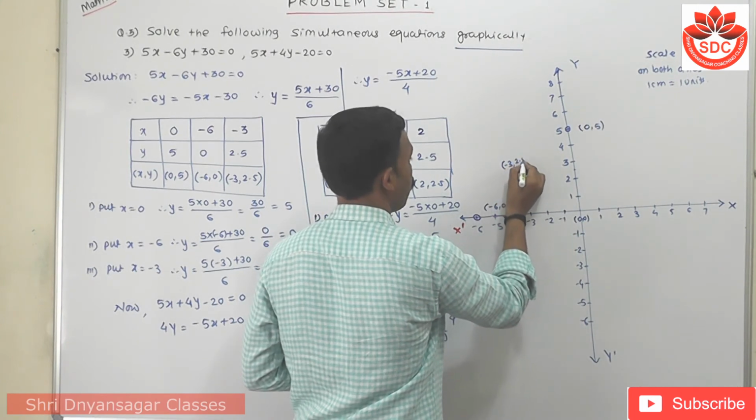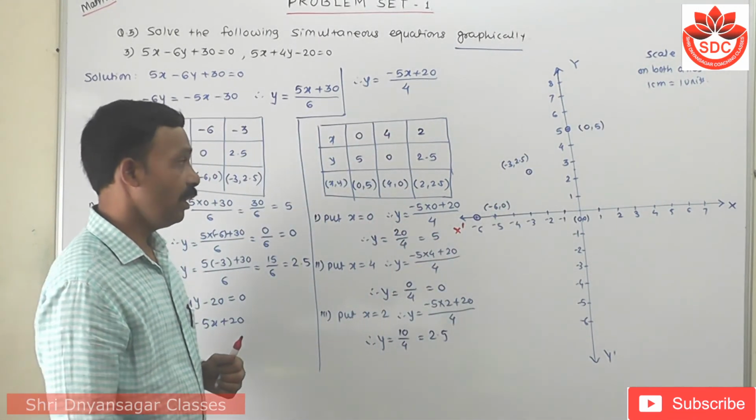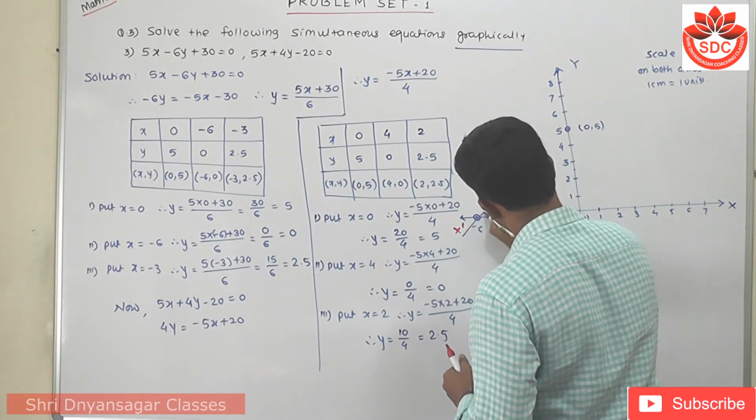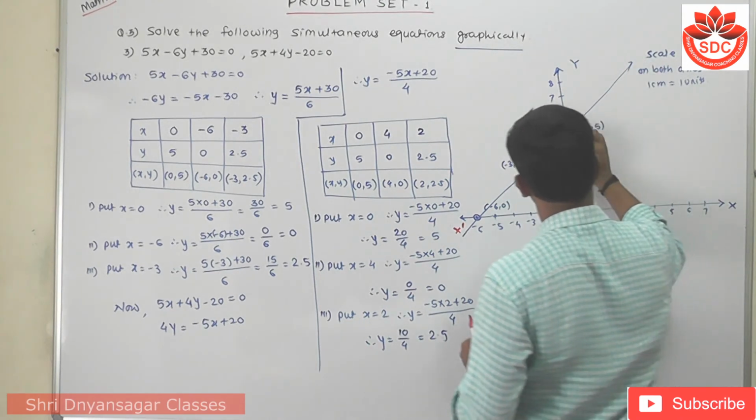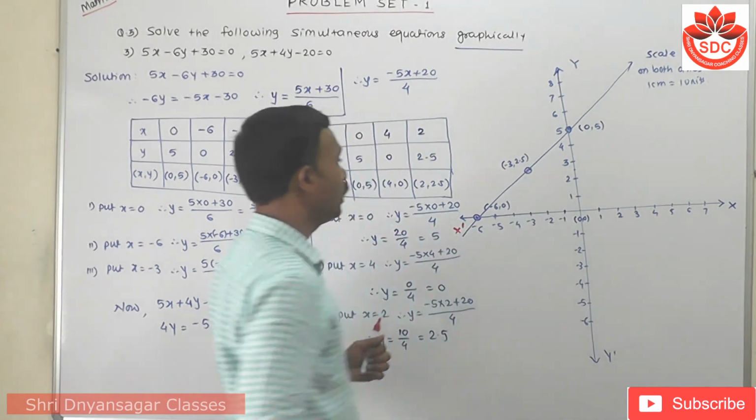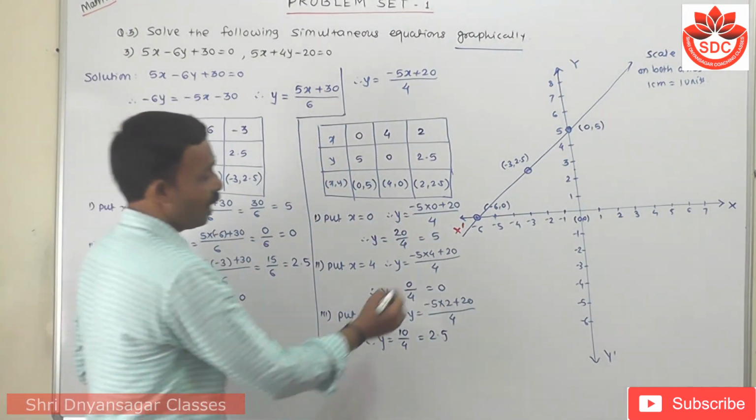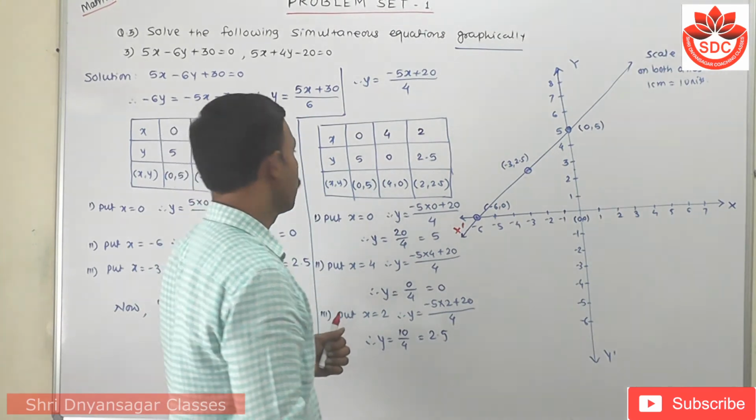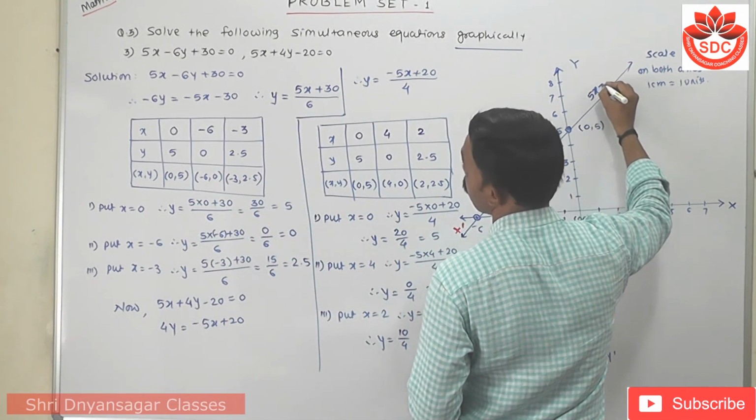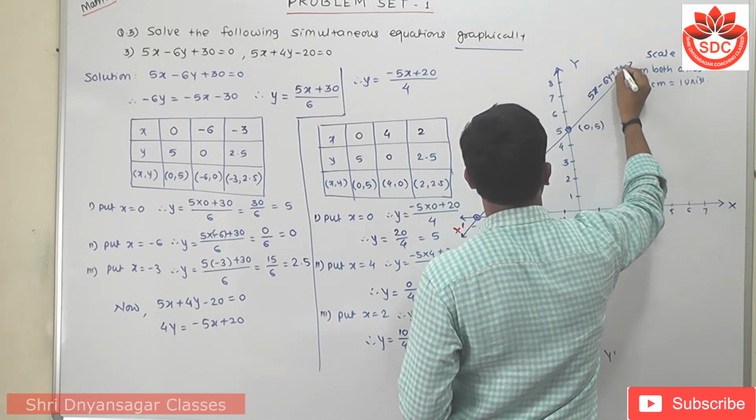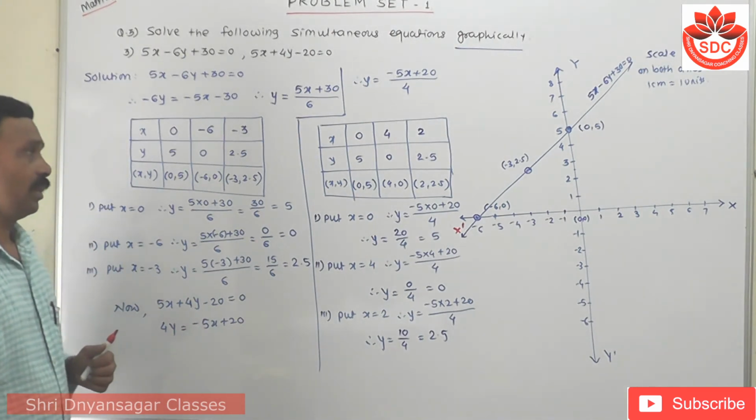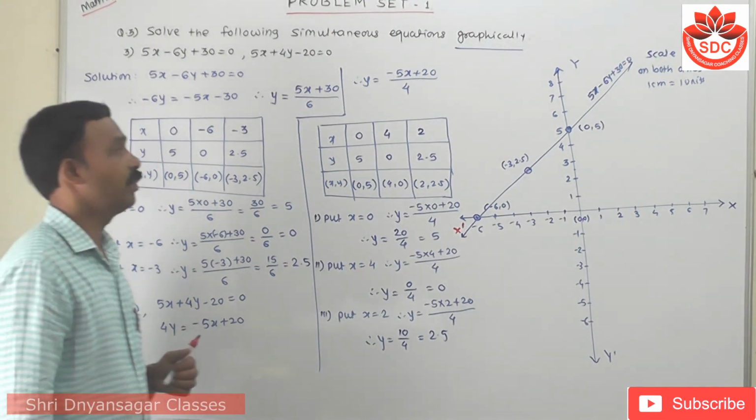So I have to take here minus 3 and 2.5. Student, join by using the scale, we get a straight line, and this line passes through all of these 3 points. Also write the equation of this line. Suppose the given equation is 5x minus 6y plus 30 is equal to 0. This is our first graph, of the line 5x minus 6y plus 30.